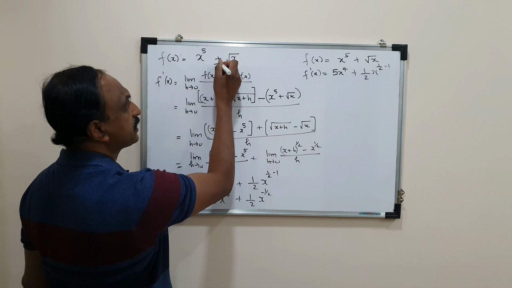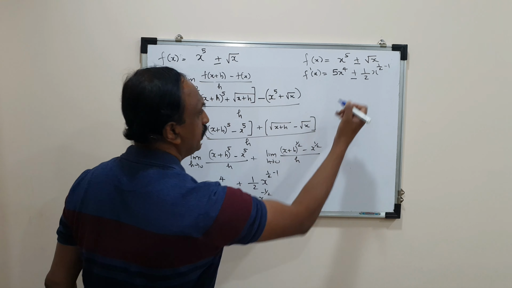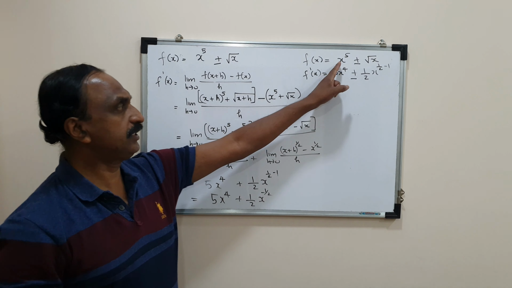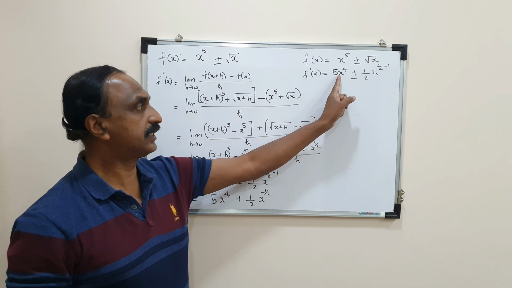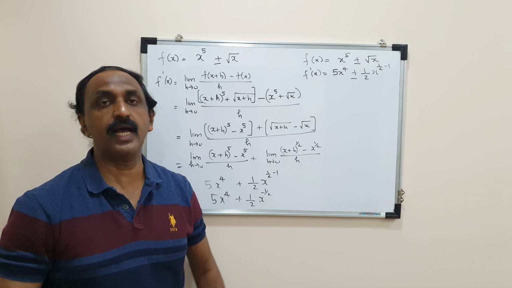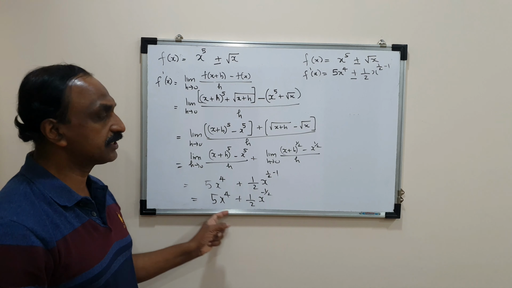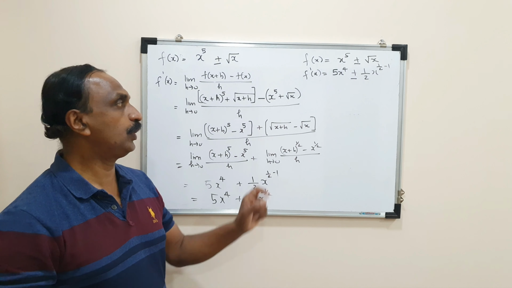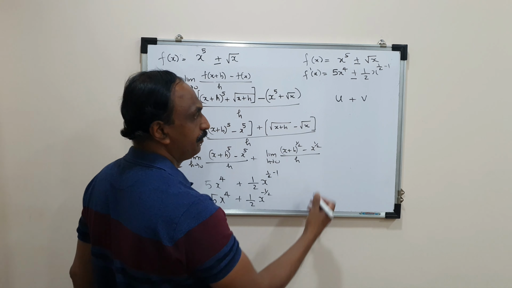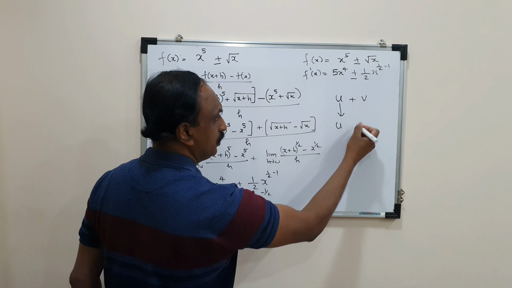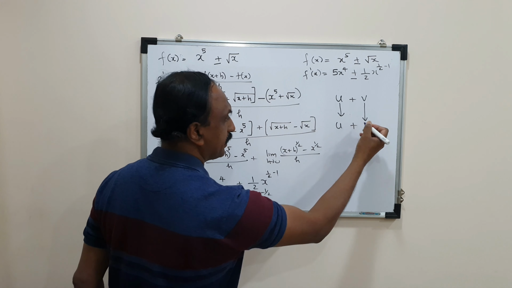Same would have been the case if it had been a minus sign. So I can say whenever the function terms are connected by a plus sign or minus sign, apply the formula term by term and get the derivative. You don't have to do such a big process every time. You only need to remember, if two functions are connected by a plus sign, find the derivative of u, find the derivative of v, and add them.